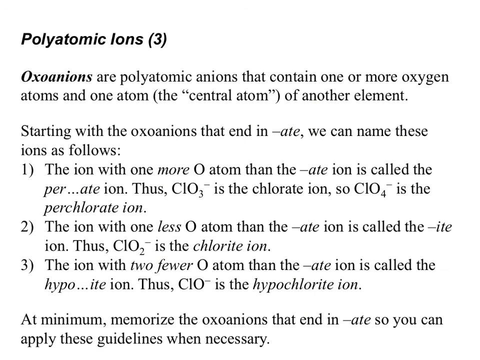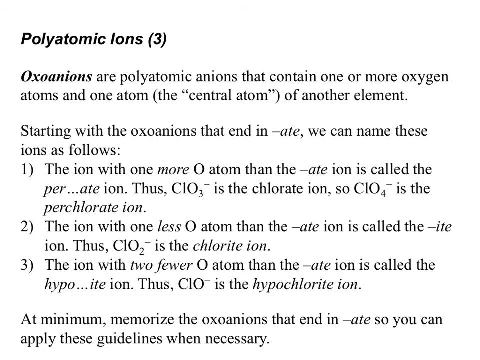Oxoanions are polyatomic anions that contain 1 or more oxygen atoms and 1 atom, the central atom, of another element. Starting with the oxoanions that end in ate, we can name these ions as follows. The ion with 1 more oxygen atom than the ate ion is called the per-whatever-ate ion. Thus, ClO3- is the chlorate ion, so ClO4- is the perchlorate ion.